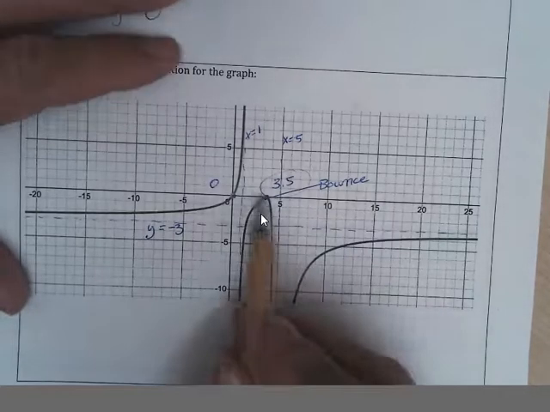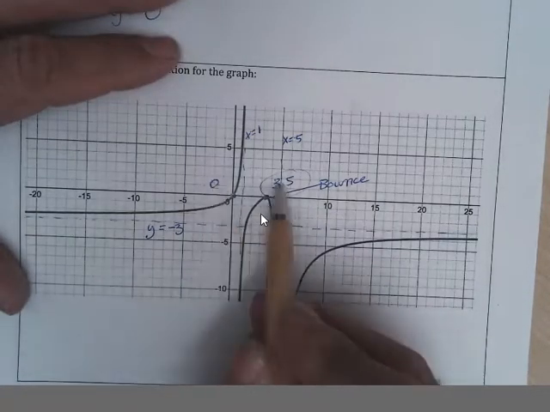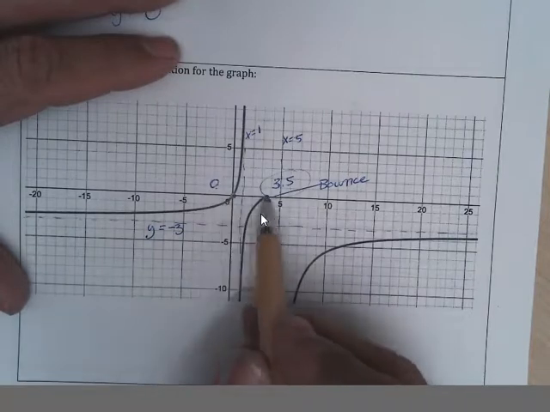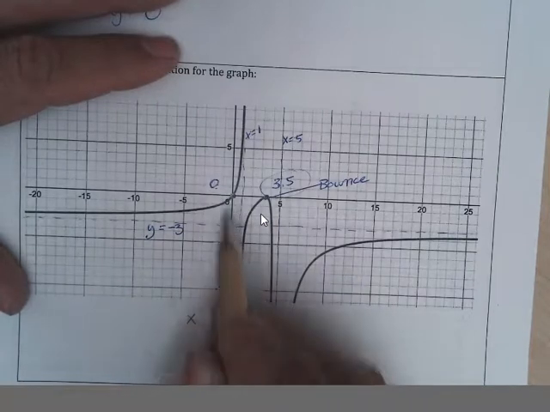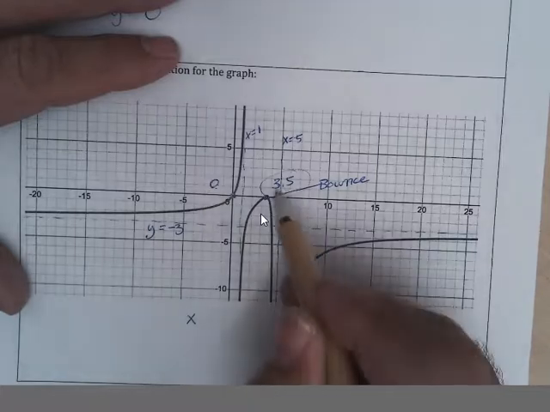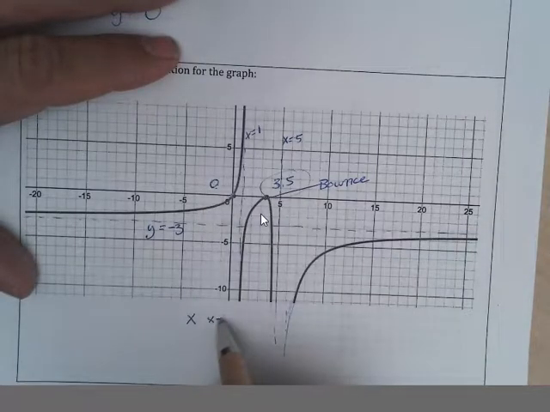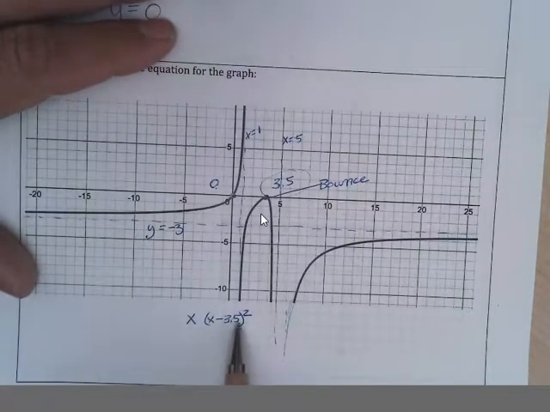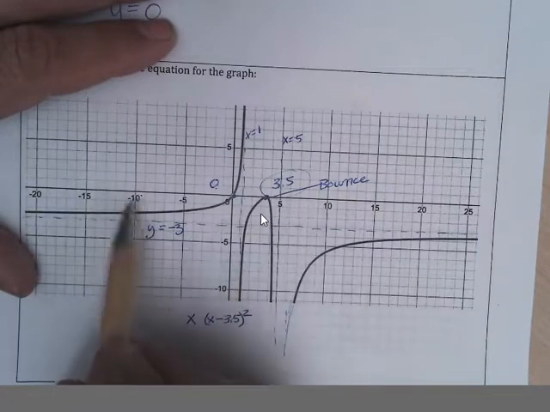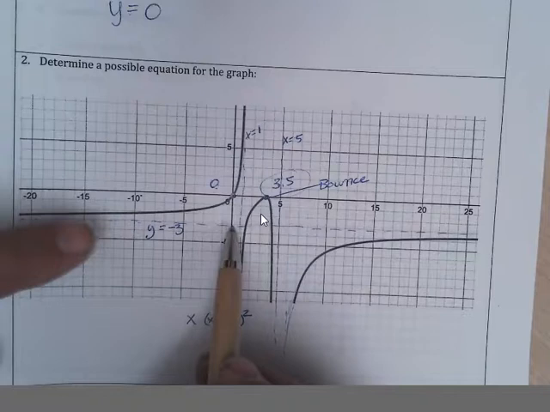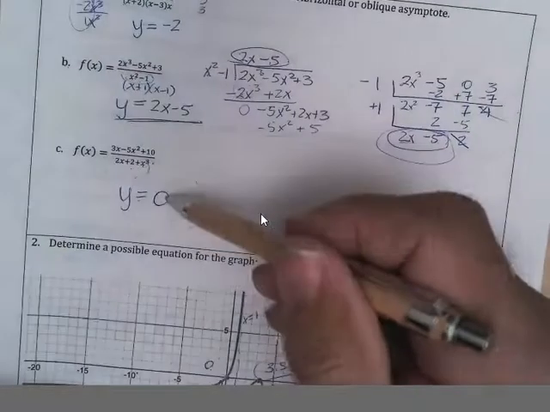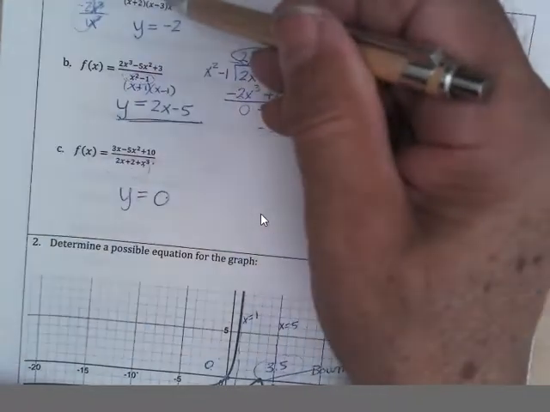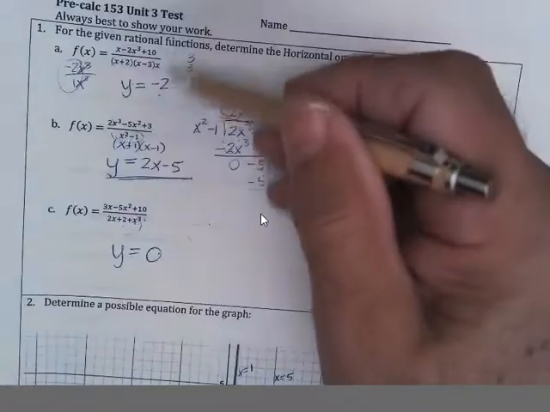So the numerator is controlled by the x-intercepts. So x must be a factor, or x minus 0, in the numerator, and x minus 3.5. And that one's a bounce, so it's got to be squared. So we got at least a degree 3 in the numerator, and to have a horizontal asymptote that's not 0, the degree of the numerator and the denominator have to be equal.